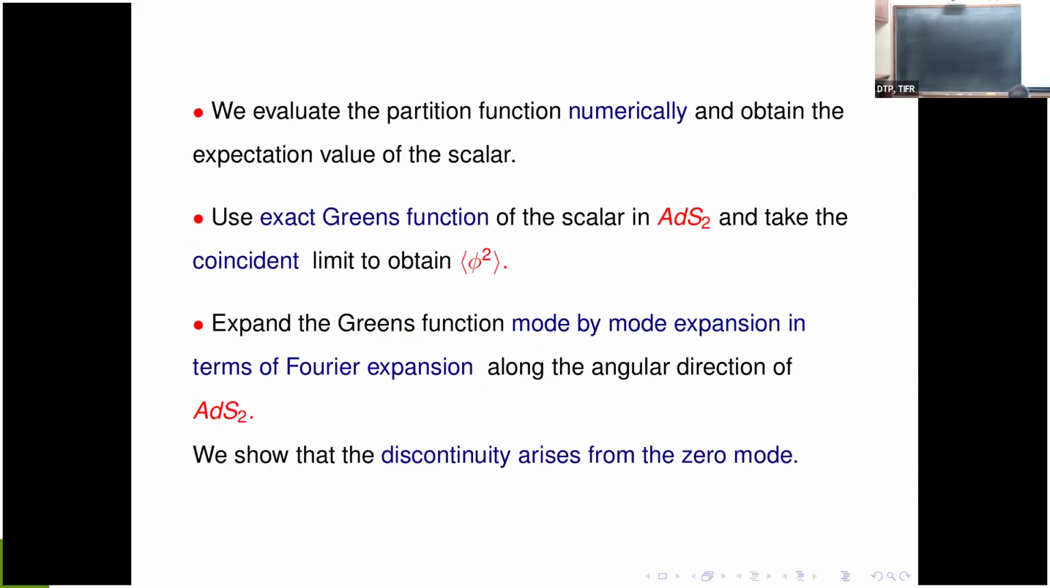So we'll evaluate the partition function numerically first because it's quite a subtle thing. As we have discussed already, we'll do it numerically first, and then we will do various. There are three methods we will use for this partition function. First we will do it numerically. Then we will do it using the exact Green's function and the point split approach. Then we will analyze the Green's function mode by mode.